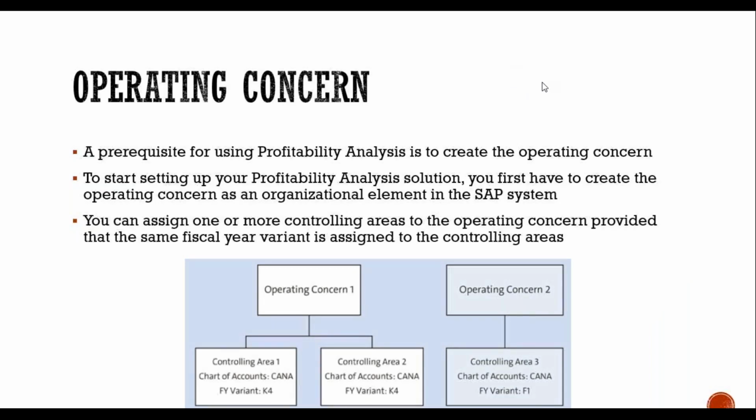So how to set up the operating concern? The prerequisite for using profitability analysis is to create an operating concern. To start setting up profitability analysis, you first have to create the operating concern as an organizational element. You can assign one or more controlling areas to the operating concern. You can see one operating concern with more than 2 controlling areas, another operating concern with 1-to-1 assignment. Whatever is relevant for you, accordingly you will create the structure.